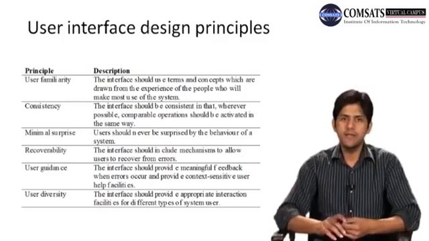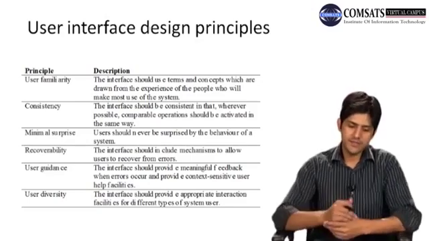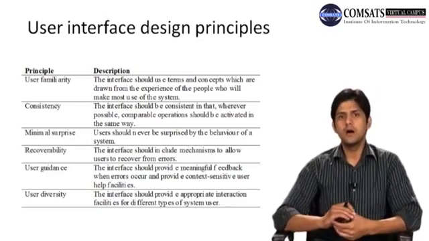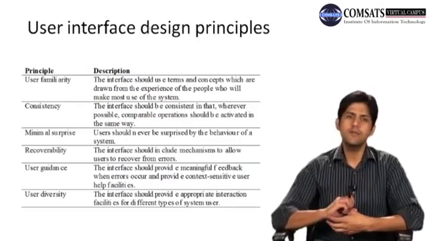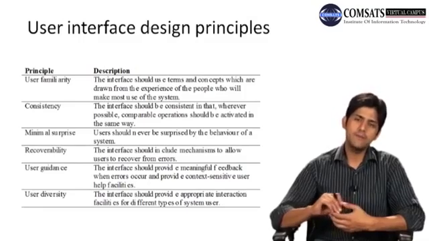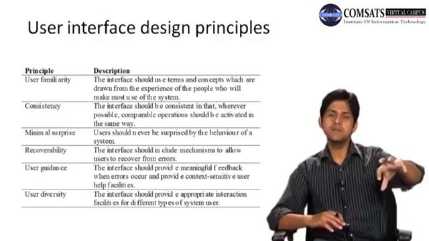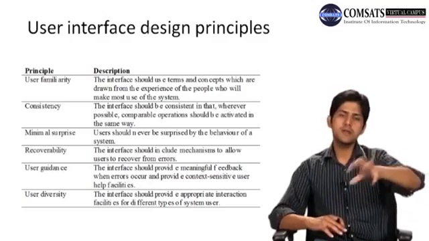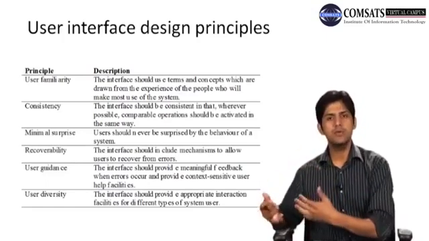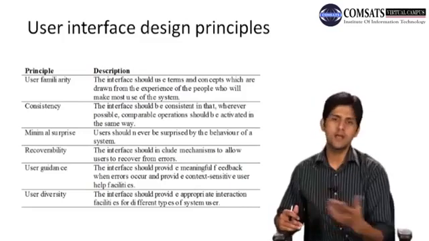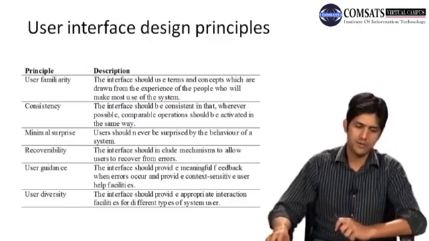Okay, and then we have the final design principle, which is user diversity. The interface should provide appropriate interaction facilities for different types of system users. Now your application should cater to different kinds of users, and you can differentiate the functionality. If more experienced people would perform these kinds of functions, maybe their interaction with the application would be different. So you need to keep in mind the user diversity. You need to know what the different categories of end users are, and keep that in mind when you are designing the interface of your application.